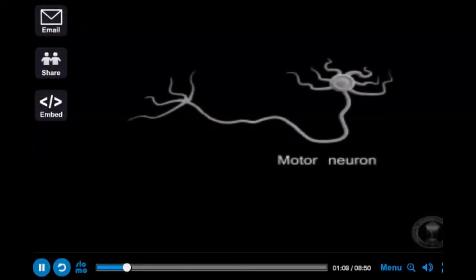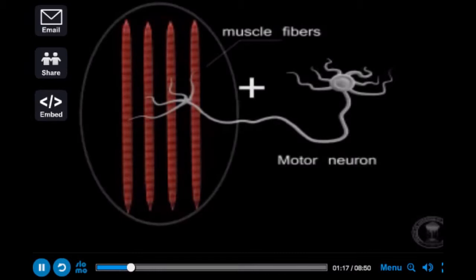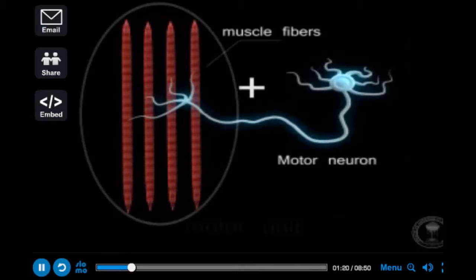Each nerve contains thousands of nerve fibers arranged in dendrites, which carry out sensory information, and axons that convey motor impulses. Each motor neuron innervates several muscle fibers. This association defines what is called a motor unit.